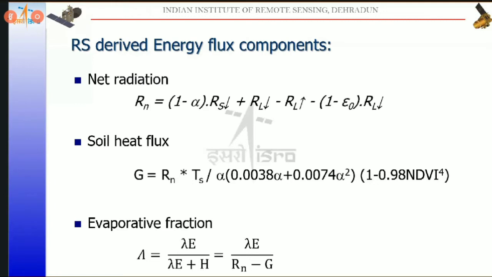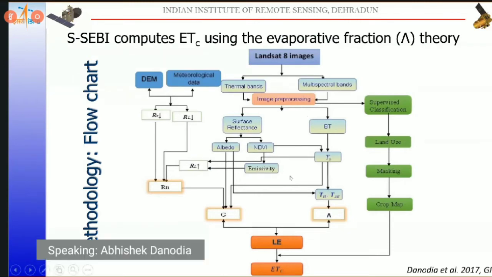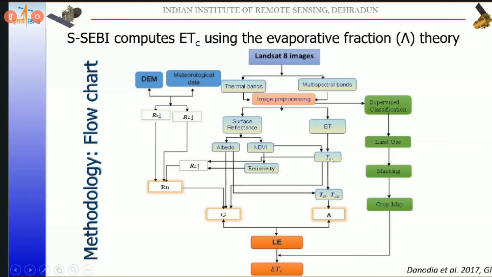For soil heat flux, we can get the information of NDVI, albedo, land surface temperature, and the net radiation. These four components are used for the ultimate computation of soil heat flux. Now come to the main component, the C fraction, and this component we can calculate with the value of albedo, as mentioned here, as well as the TS, the land surface temperature.